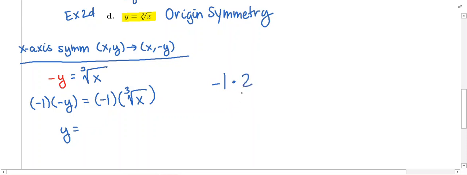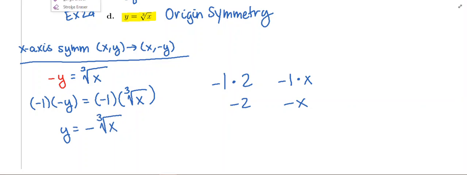If you had -1 times 2, what's going to happen? That's going to become -2. The negative just stays out front. If you had -1 times x, what's that going to be? The negative is just going to stay out front, so it's going to be -x. So this is going to turn into negative, it will stay out front, so you're going to get the negative cubed root of x. That's how this is going to simplify.